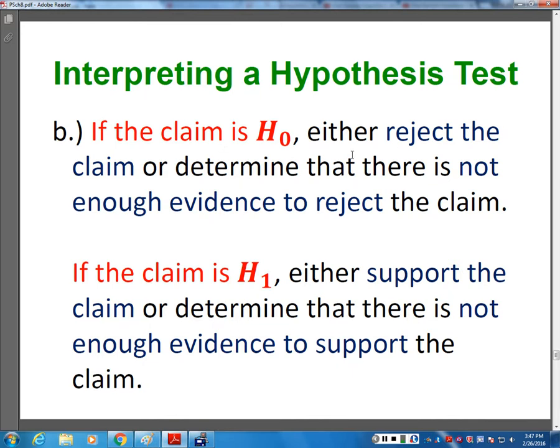If the claim is the null, then we either reject the claim because we've rejected the null, or we determine we don't have enough evidence to reject the claim if we don't have enough evidence to reject the null hypothesis. If the claim is the alternative, then we support the claim if we can reject the null, or we determine there's not enough evidence to support the claim if we cannot reject the null hypothesis.